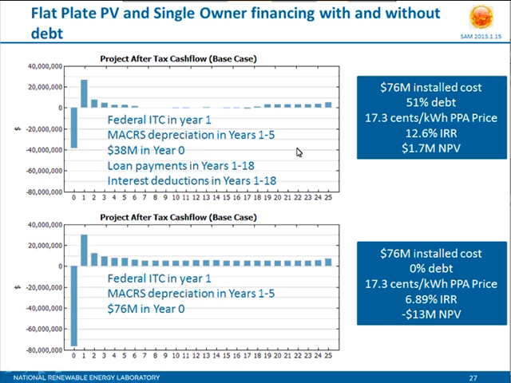So what I did is I ran the model with debt and found that I needed a 17-cent PPA price to get a 12.6 internal rate of return. And then I ran the model with no debt, fixing the PPA price at 7.3 to discover that that brings my IRR down and makes the NPV negative based on my assumed discount rate. So what this tells me is that given the assumptions that I made, my project is not going to be feasible if I don't borrow money.